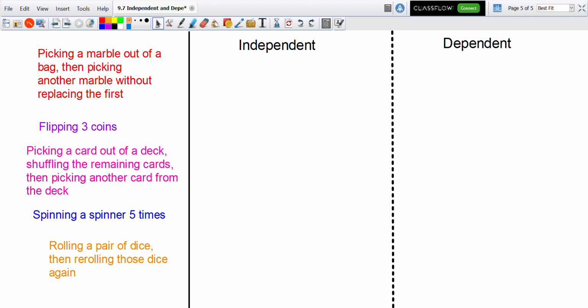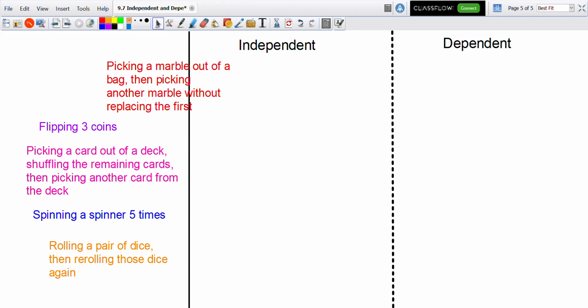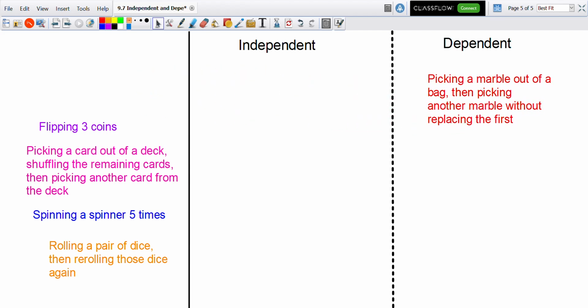Okay, so let's look here. The first one, picking a marble out of a bag, then picking another marble without replacing the first. The big key important thing here is the word without. Without replacing the first one. So we pick a marble, we don't put it back in, we take out a second marble. That's going to be dependent.